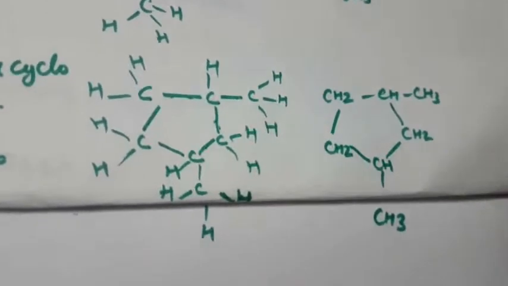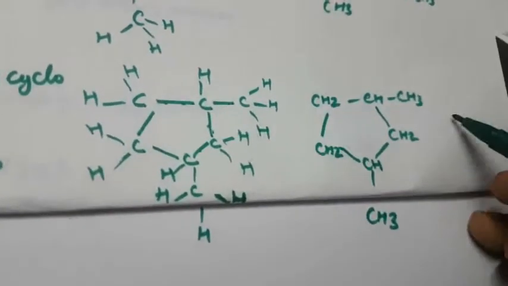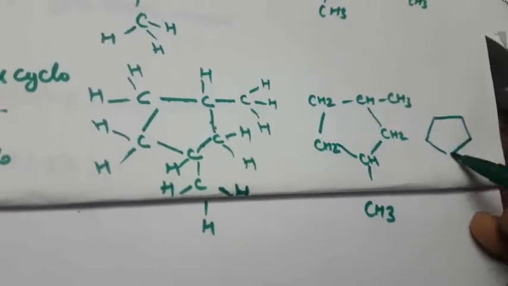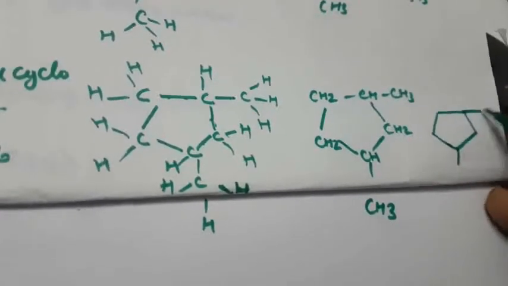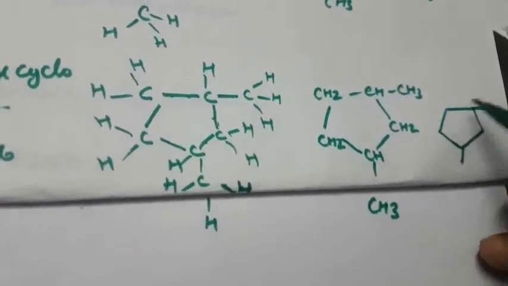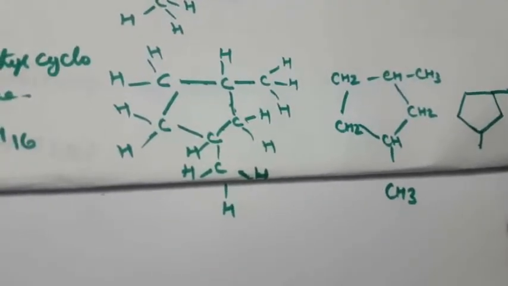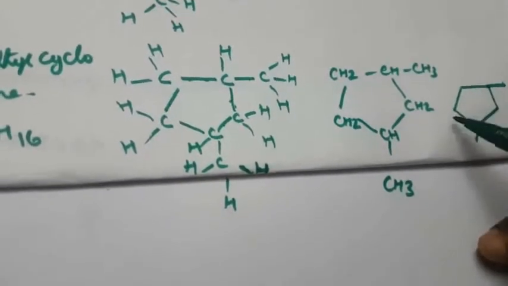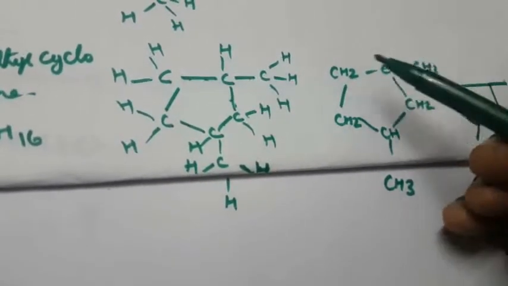What is the bond line structure? The remaining is only one ring, 1,3 dimethyl cyclopentane. Okay, so this is the model of this. This is the organic structure: the Lewis structure, dash line structure, condensed structure, and this is the bond line structure. Okay, so this is another one.